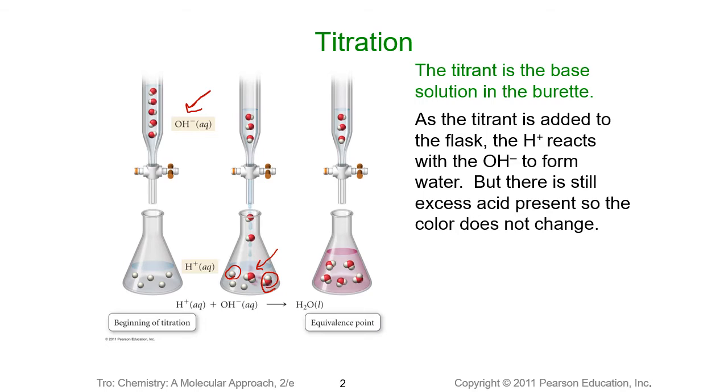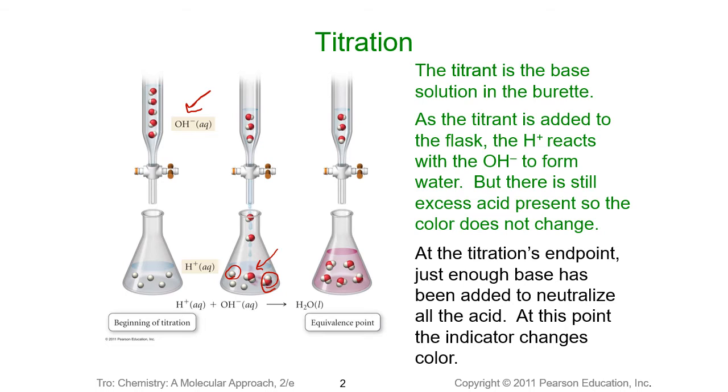Once we have reached the end point, we've added just enough base to completely react with the acid, and the indicator is going to change color to a very faint pink color. It is easy to add too much base and turn it a deep fuchsia color, but we are looking for a light pink color that persists for about 30 seconds. Once you see that, you know that your reaction is complete.